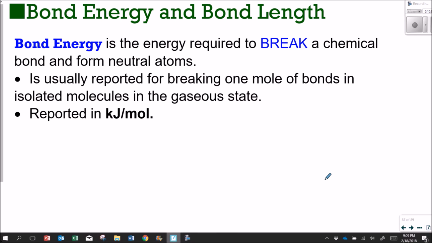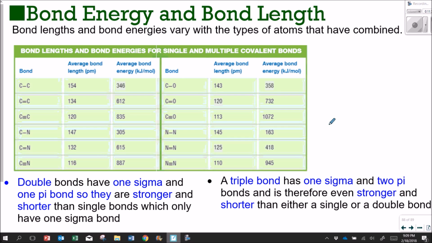Bond energy is the energy required to break a chemical bond and form neutral atoms. It is reported for breaking 1 mole of bonds in isolated molecules in the gaseous state, and it is reported in kilojoules per mole. That's the unit. Let's take a look at the relationship between bond length and bond energy.